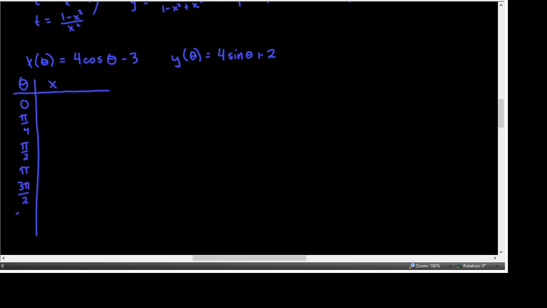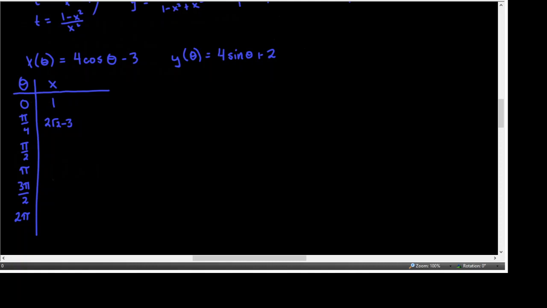We can always fill in more values, 2 pi, in between if we need to. But I'd like to just see what's going on with these values. So 4 cosine of 0 is 4 times 1 minus 3, which is 1. Cosine of pi over 4 is square root of 2 over 2. 4 times that is 2 square root of 2 minus 3. Probably need a decimal for that in a second.